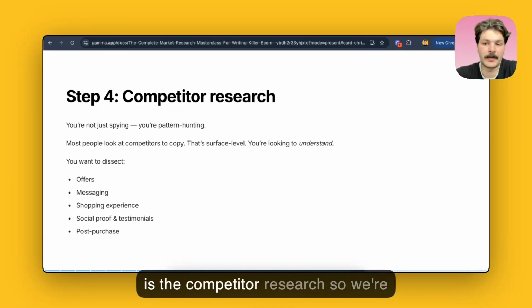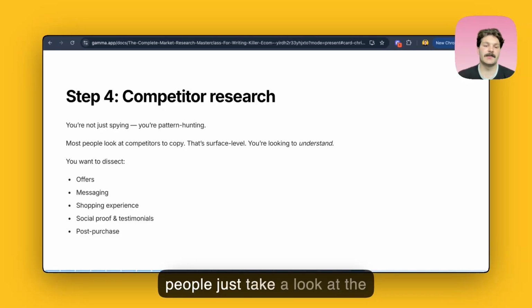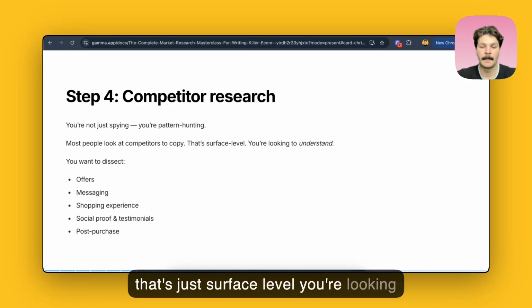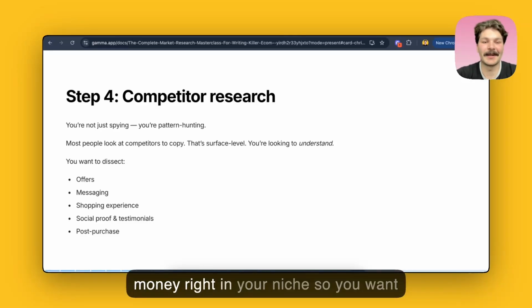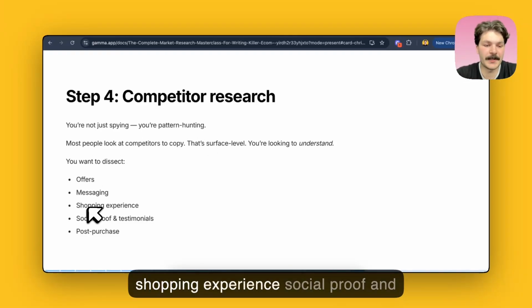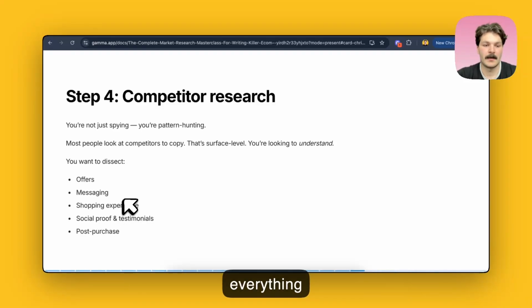This is the competitor research. So you're not spying, you're pattern herding. Most people just take a look at the competitor's copy on their website, but that's just surface level. You're looking to understand their entire strategy. Of course, you want to look at the competitors that are actually making money in your niche. So you want to dissect their offers, messaging, shopping experience, social proof and testimonials, their post-purchase flows, everything.